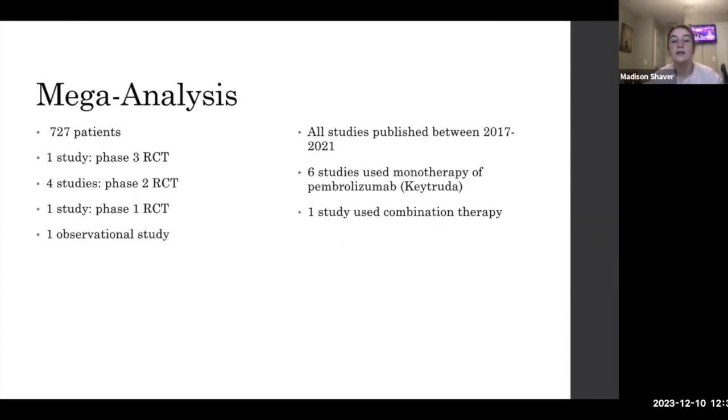Then in my research, I found a meta-analysis. This analysis gives us many statistics to help understand the efficiency of Keytruda. In this analysis, there were 727 patients, with one study that had phase 3 RCT, 4 studies that were phase 2 RCT, and one study that was phase 1, and then they added in an observational study as well. All of these studies were published between 2017 and 2021. 6 of them used the monotherapy of Keytruda, and then one study used a combination therapy, meaning that they used Keytruda along with other things as well.